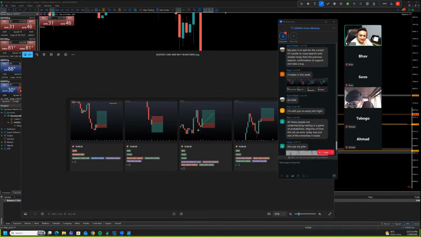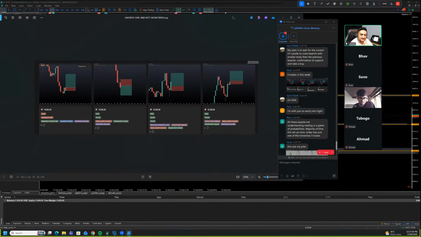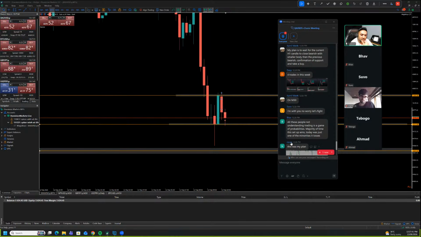This is something. H1 closed in this shape. The candle created a wick. Looking at the smaller time frame, I was expecting this 100%. See, someone already took the same structure. This is something I'm expecting here. Very nice. So I'm with you, no worry, let's fight.